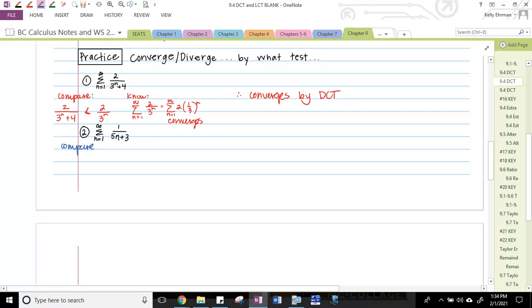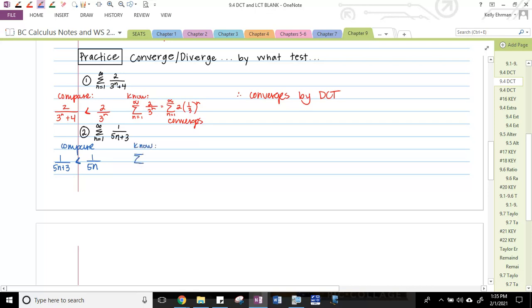This looks like one of those harmonic series, but we know for sure that the 1 over n or 1 over 5n would be a harmonic series. This plus 3 is kind of different. So let's compare 1 over 5n plus 3 to just 1 over 5n. I always just cut off the extra term. The fraction on the left is smaller. Denominator is bigger. What do I know?